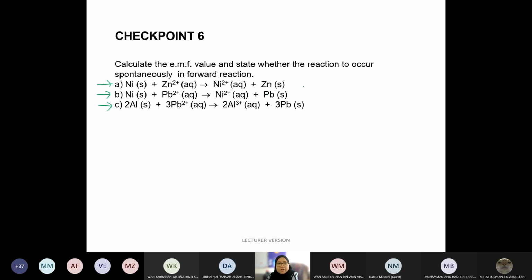To find the values, look them up in the SRP table, find them yourself. So try to calculate A, B, and C, and then we will discuss it in a bit. I give you about 3 minutes. Okay, try to do it. If you have questions, please do ask.